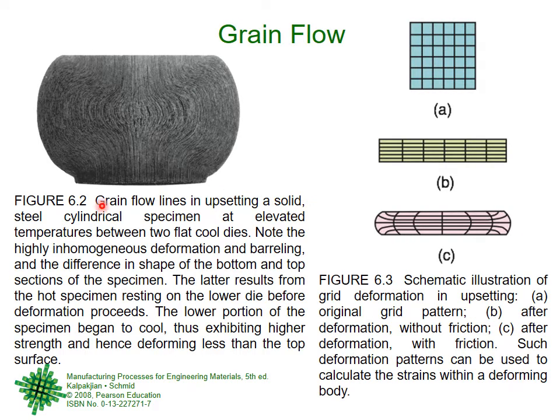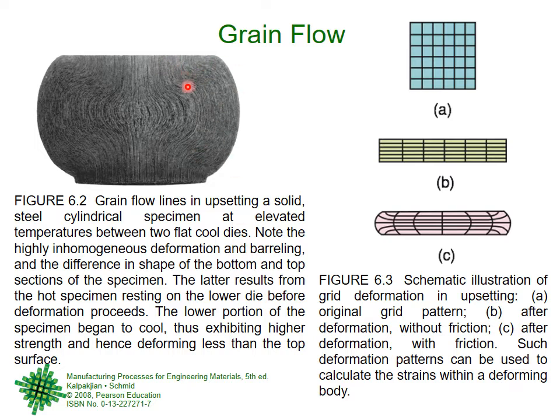So if you can see here, you can see lines, that the material is coming like this, going like this, coming like this. So there is a lower die, there is an upper die, there is a push from here, there is a push from here. So grain flow lines in upsetting, meaning open die forging, right? A solid steel cylindrical specimen at elevated temperatures between two flat cool dies. So it means that this is hot, but the die here is slightly cooler, the die there is slightly cooler, and so on. So note the highly inhomogeneous deformation and barreling.